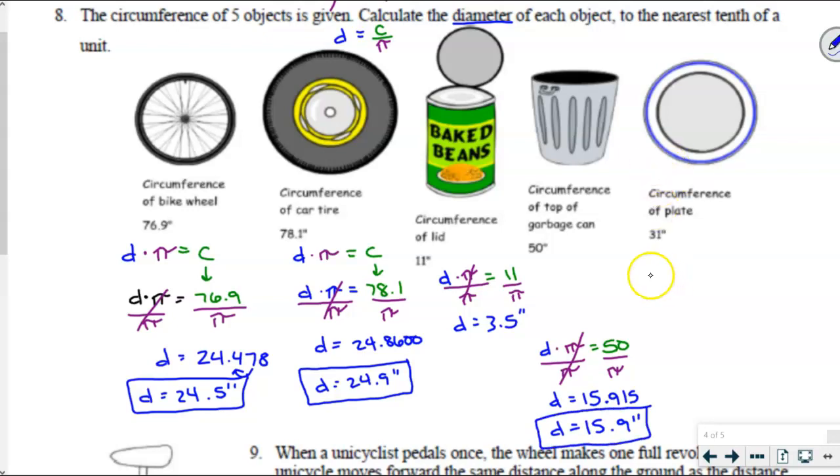The next one, get it all the way set up for me. Circumference of a plate is 31 inches. What is the diameter? There are not enough hands. You had lots of time to work on this with your groups. Bella, what do I do? What do I do here?